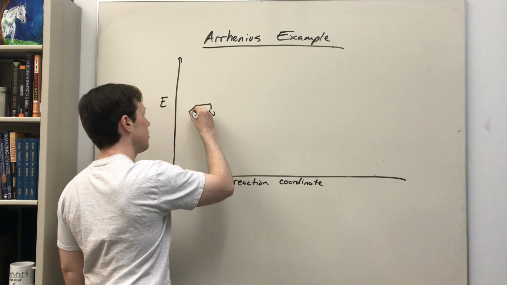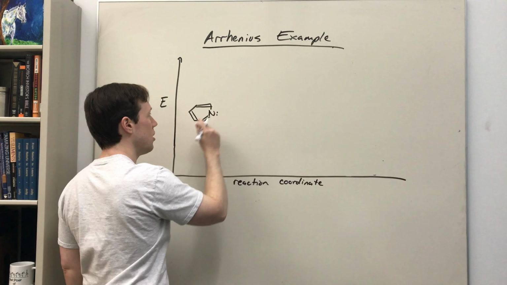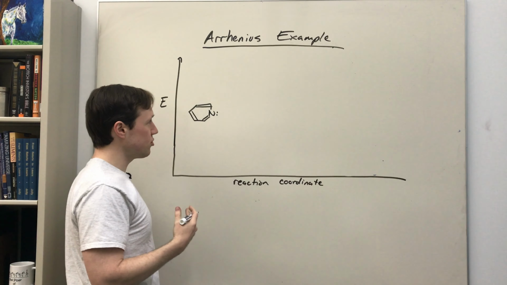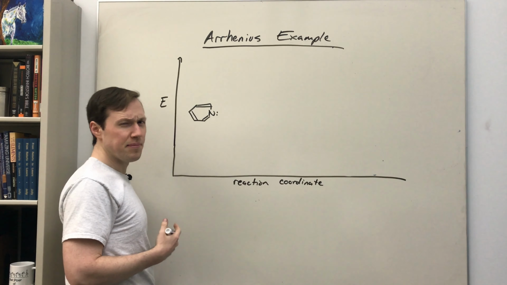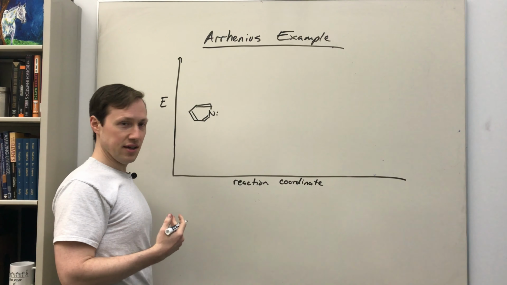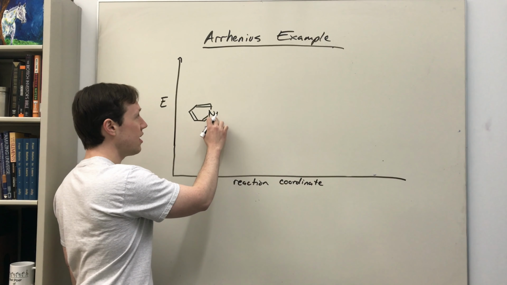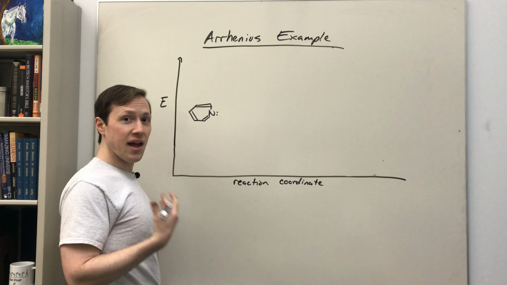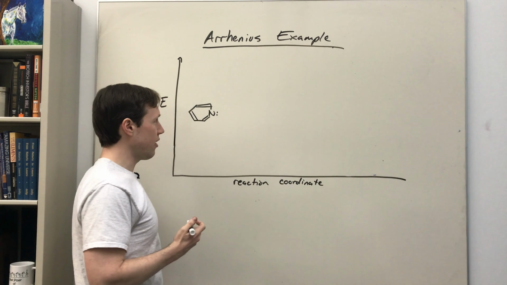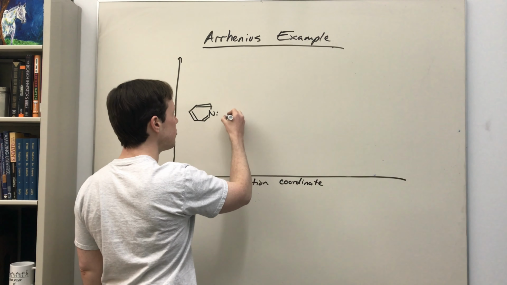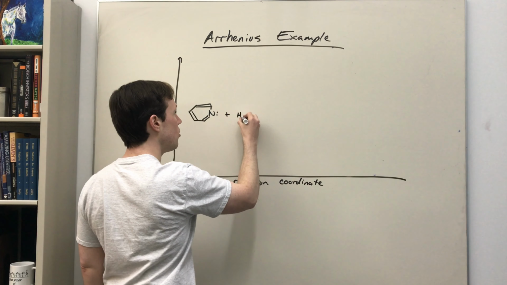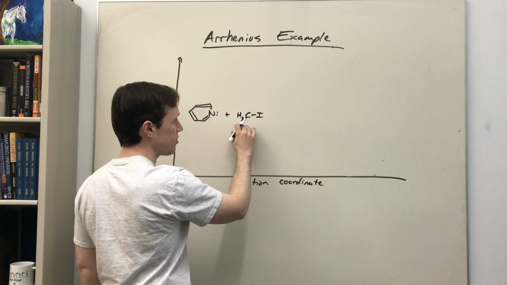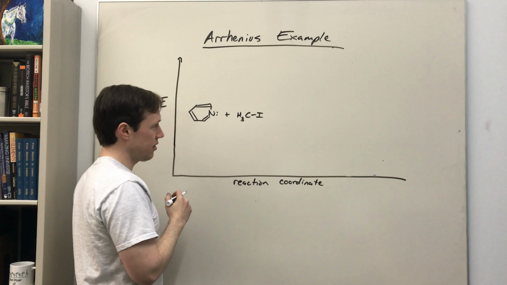pyridine, this molecule. It's a 6-membered ring with nitrogen in it and some double bonded carbon. It looks a little bit like benzene. However, it has a nitrogen with a lone pair that you might recall looks like it can behave as a nucleophile. This is going to react with methyl iodide. That's CH3 bonded to iodine.